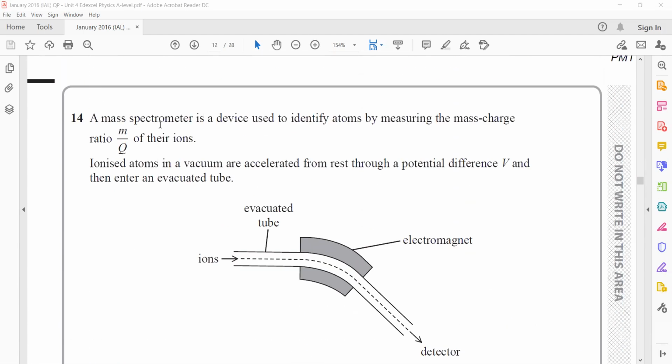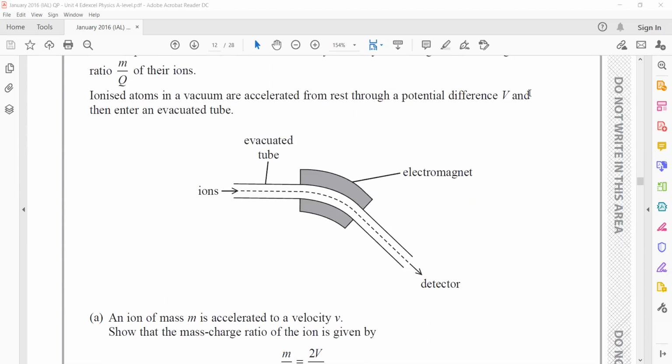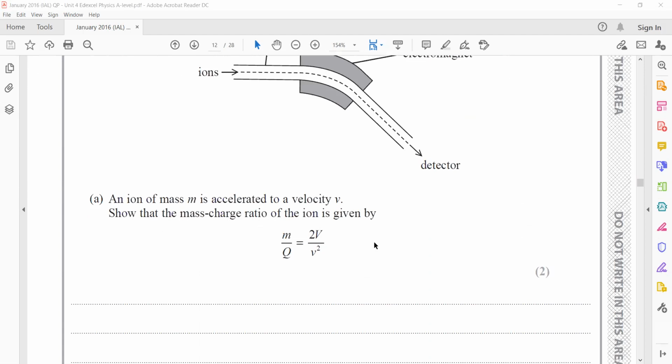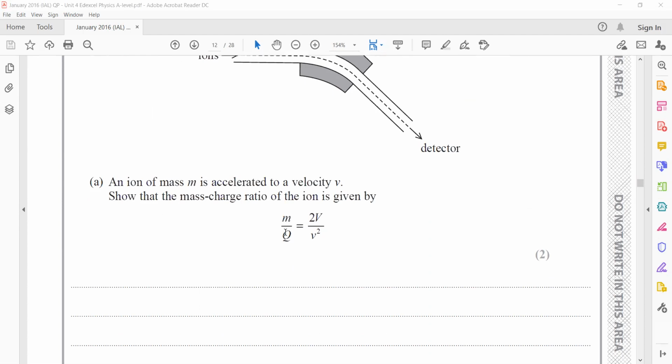The mass spectrometer is a device which is used to identify atoms by measuring the mass to charge ratio. The ionized atom in a vacuum is accelerated by an electric field. The potential V is applied. The ion has a mass m and is accelerated. Show that the mass to charge ratio of the ion is given by this. So basically, how can we show this?